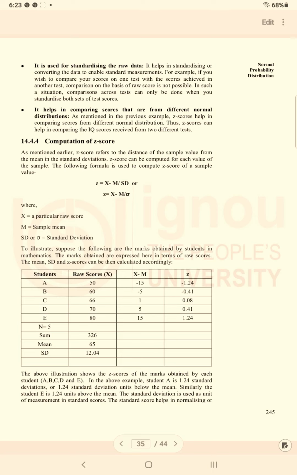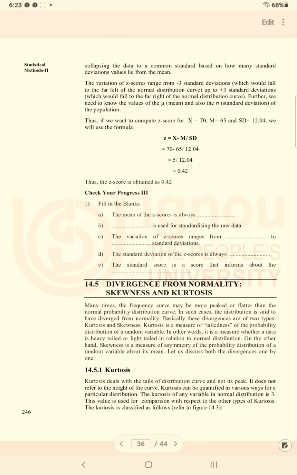Thus, if we want to compute the z-score for x equals 70, m equals 65 and SD equals 12.04, we will use the formula z equals (x minus m) divided by SD, equals (70 minus 65) divided by 12.04, equals 5 divided by 12.04, equals 0.42. Thus, the z-score is obtained as 0.42.